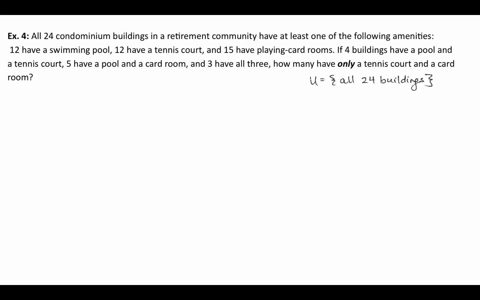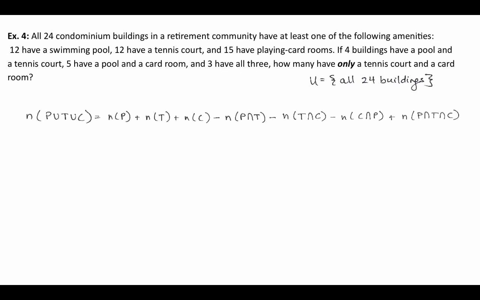All right, so let's take a look at what we have. The universal set is basically all 24 buildings in the retirement community, and so is the union. That's the universal set, and that happens to be the union. Going forward, the letter P is the set of buildings that have a pool, the set T is the set of buildings that have a tennis court, and the set C are the buildings that have a card room.